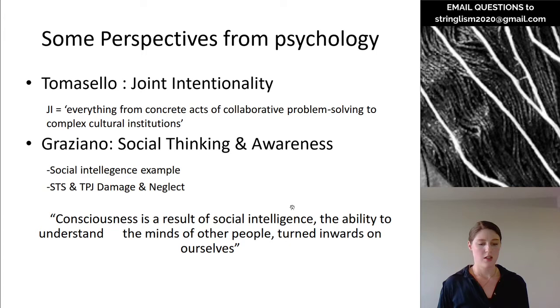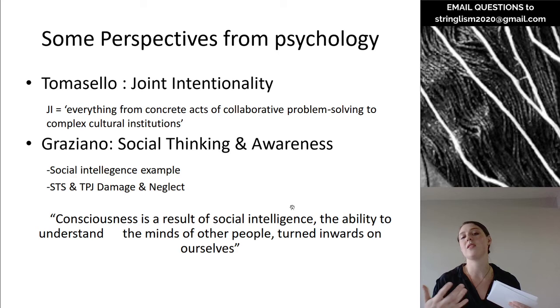So I guess the question, or the thought, is that if awareness is so disrupted when the social machinery of the brain is damaged, perhaps it is the same machinery that is responsible for attributing awareness to other people that also participates in constructing one's own awareness and attributing it to oneself. Graziano goes on to conclude that consciousness is a result of social intelligence, the ability to understand the minds of other people turned inwards on ourselves. Or maybe it's the stories of other people that we just see, even just images of other people.